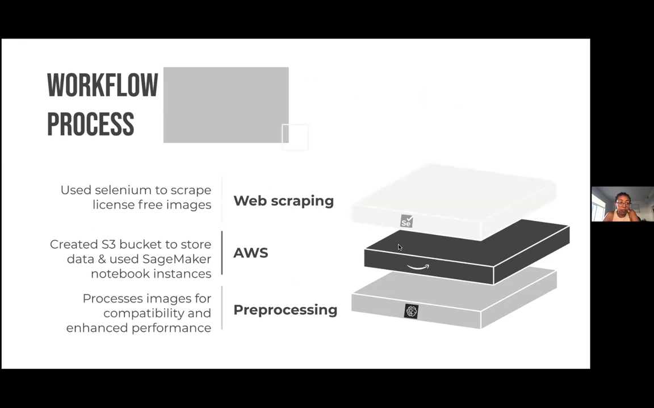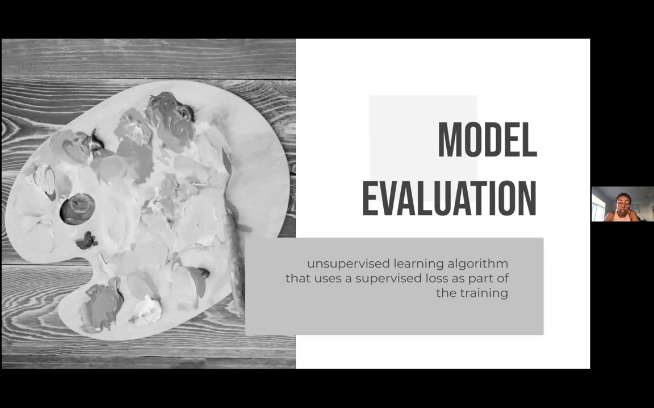Now, the workflow I have instituted is to scrape license-free images using Selenium. Then the majority of my work is spent on AWS, using the machine learning service they provide, SageMaker, as well as S3 Bucket for data storage. I have also pre-processed the data for compatibility and for enhanced performance of the model.